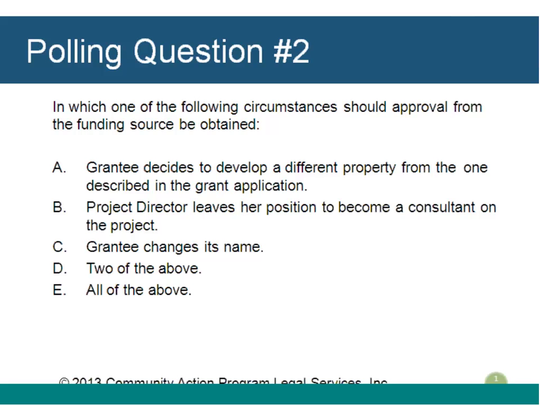those that catch us on the recording later, I'm going to read out the polling question. In which one of the following circumstances should approval from the funding source be obtained? A, grantee decides to develop a different property from the one described in the grant application. B, the project director leaves her position to become a consultant to the project. C, grantee changes its name. D, two of the above. Or E, all of the above. And there are about 10 more seconds to get those answers in through the live poll here.